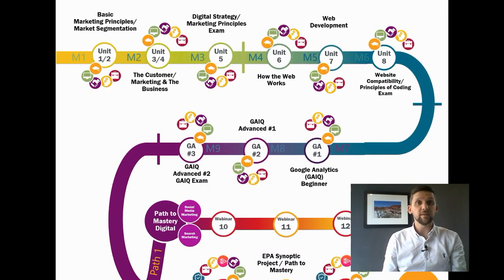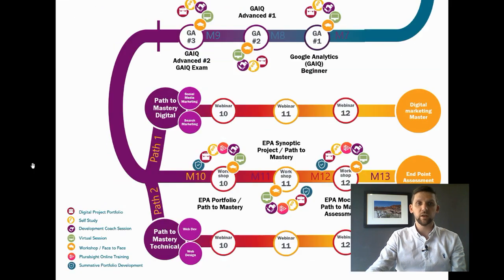What you should see on your screen now is a snaking diagram, and I'd like to draw your attention to the top left corner of that diagram, starting with basic marketing principles and market segmentation, M1, Unit 1/2. Now, before I start talking about the units in any detail, let me just scroll down and highlight this key, which should now be in the bottom left-hand corner of your screen.